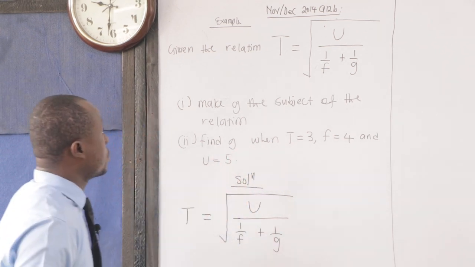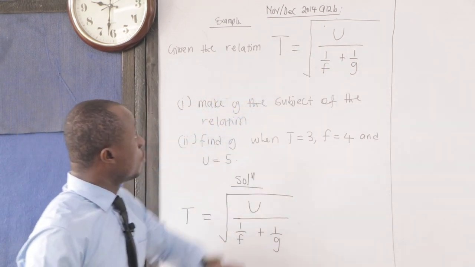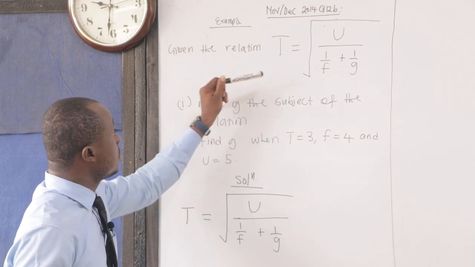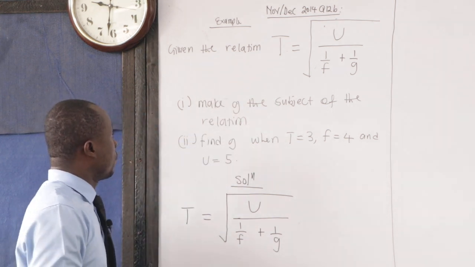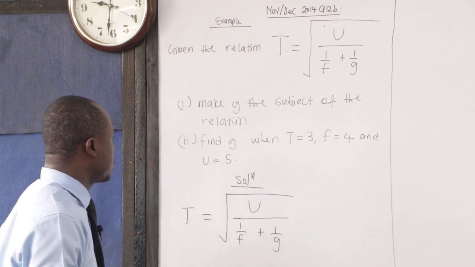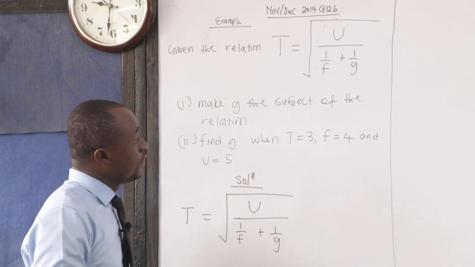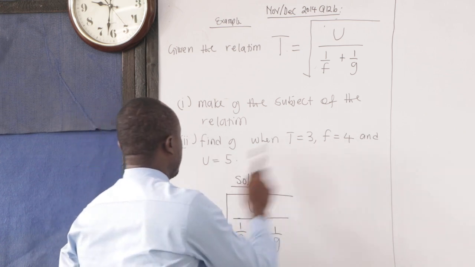Okay, let's consider this past question. This is NOVDEC 2014, question number 12b. Given the relation t equals the square root of u over (1 over f plus 1 over j). First, we should make j the subject of the relation. Second, we should find the value of j when t is 3, f is 4, and u is 5.